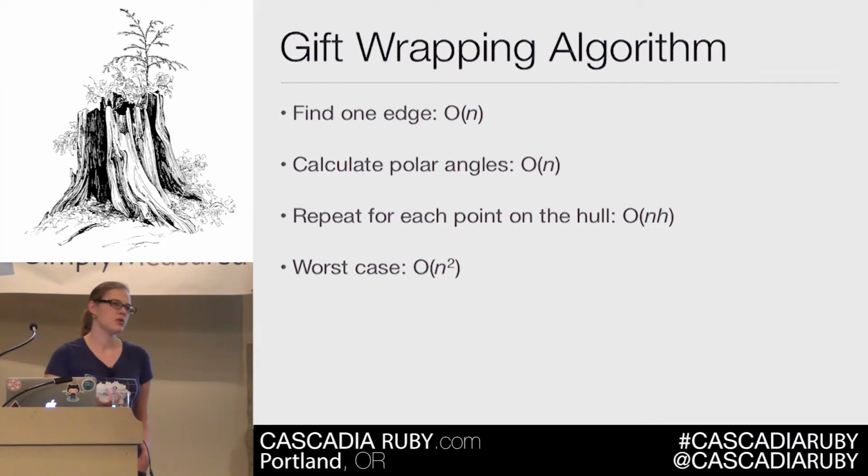So how much more improvement do we get with this algorithm than the brute force approach? So finding that first edge is an order n operation. Calculating the polar angles is also an order n operation. Since we have to repeat that calculation for each point on the convex hull, the total running time is O(n) times h, where h is the number of points on the hull. That means in the worst case scenario, where every single one of the points is on the convex hull, this is O(n²).